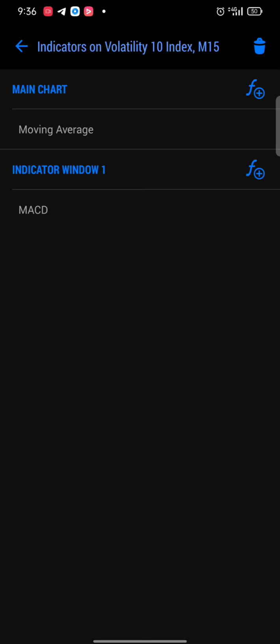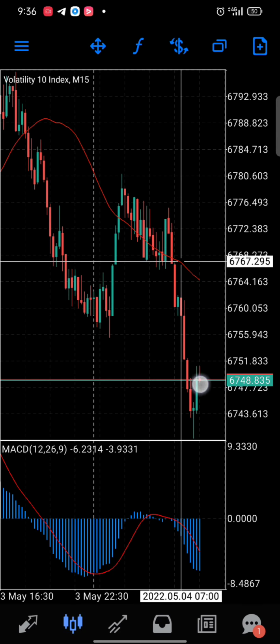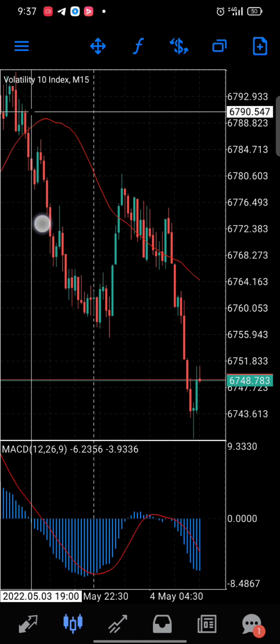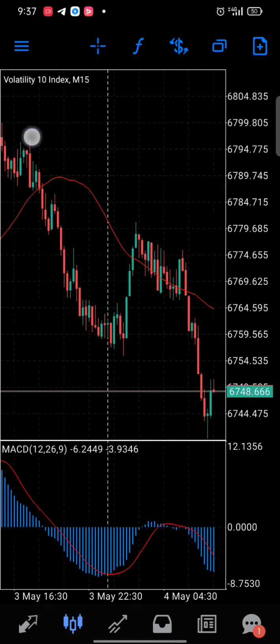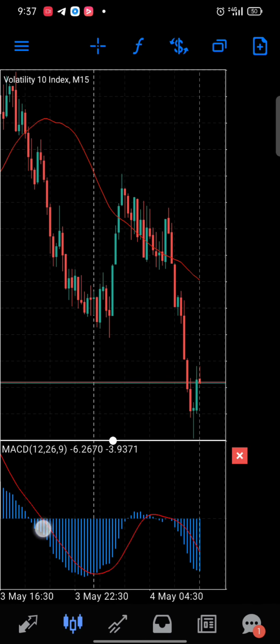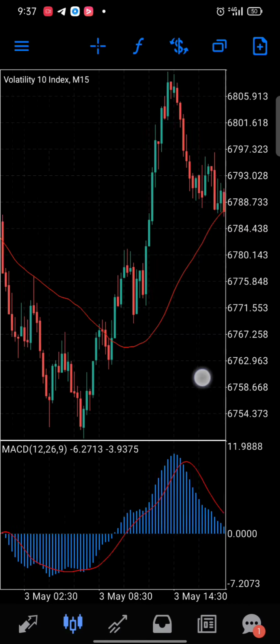So how should you place a sell with this strategy? You place a sell when the moving average crosses above the chart and the MACD is below the zero level. You see this here, guys. You place a sell, and if you place a sell here, you eat the profit down to the downside.